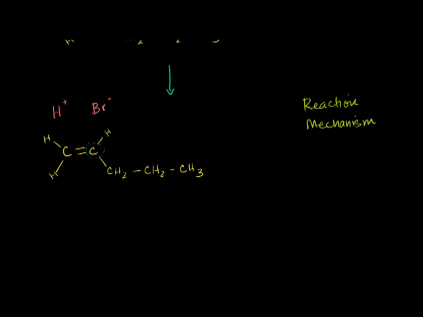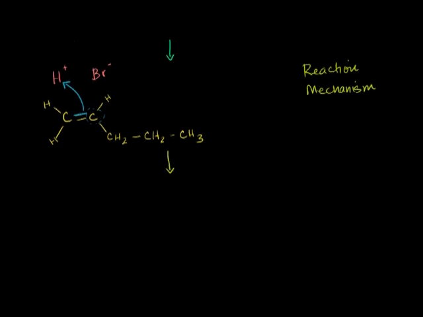So this bond right here has two electrons, one on this carbon, one on that carbon. The carbon on the right loses its electrons, and it goes to the hydrogen. So then after that happens, what will the setup look like?